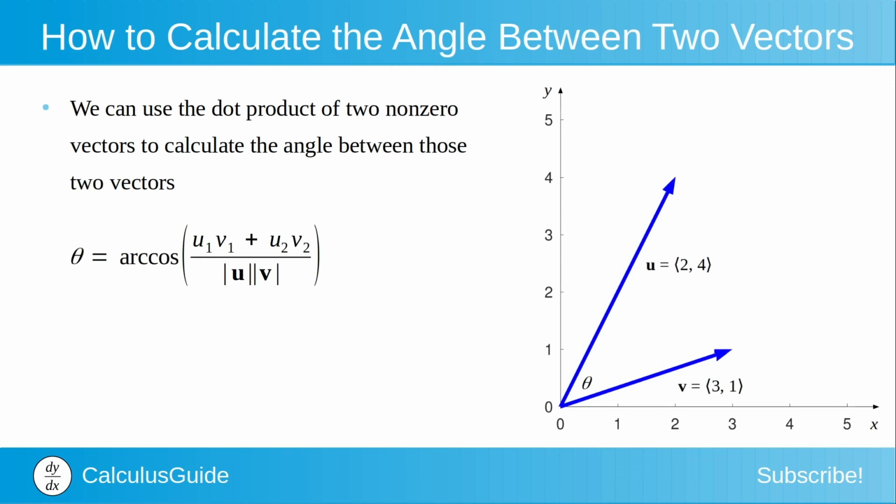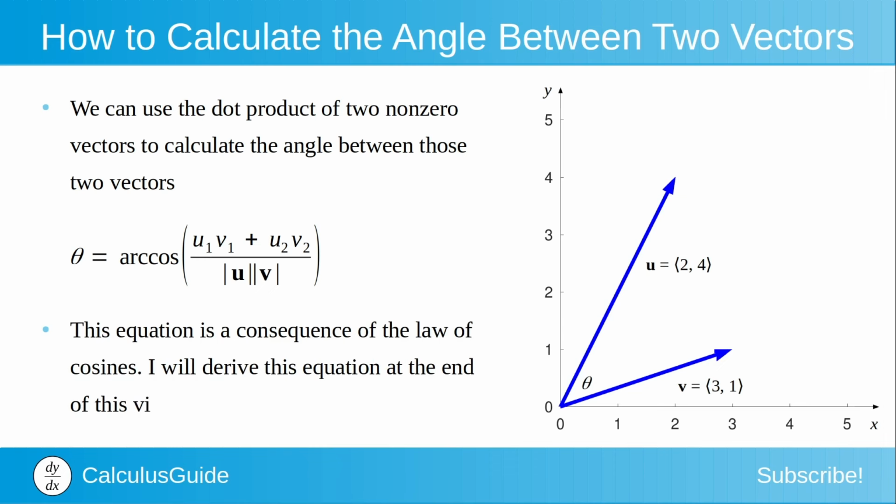The angle theta between two non-zero vectors u and v is equal to the arc cosine of u1, v1 plus u2, v2 divided by the length of the vector u multiplied by the length of the vector v. I'll explain this equation now. This equation is a consequence of the law of cosines. I'll derive this equation at the end of this video.